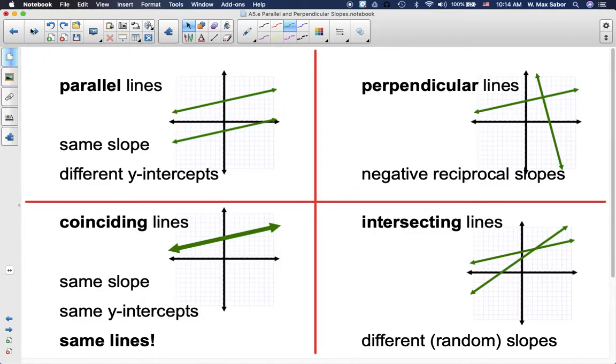So, overview: parallel lines have the same slope, going in the same direction, and different y-intercepts. Perpendicular lines have negative reciprocal slopes. Coinciding lines are the same line. You see it's just bolded to represent it's the same line twice: same slope, same y-intercept, same line. And intersecting lines are two random lines. It's very tempting to say that these are perpendicular, but perpendicular means a very specific thing. These are random intersecting lines.